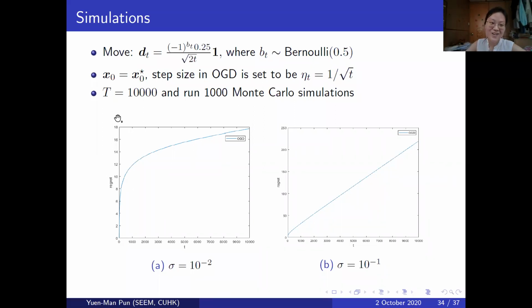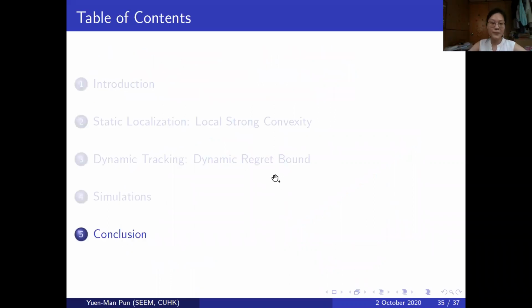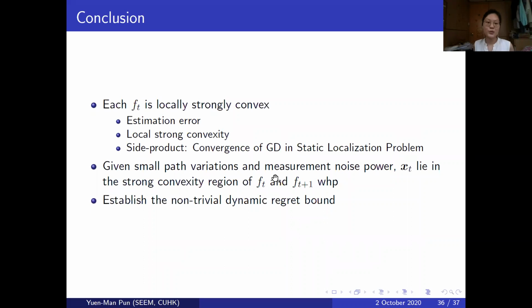Just that the y-axis, as you can see, is up to 18 and is up to 200, so it's much bigger than the first example. Okay, so now let's conclude the talk.